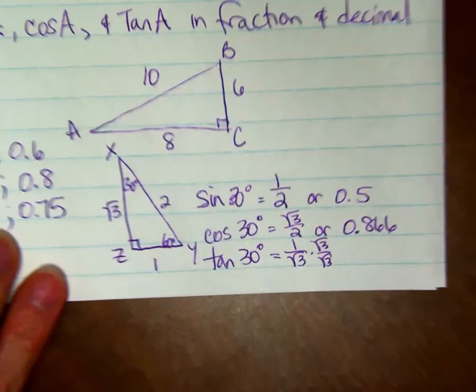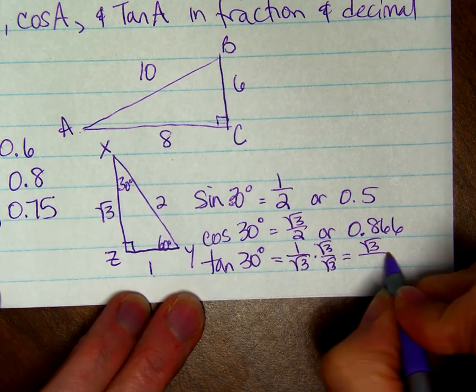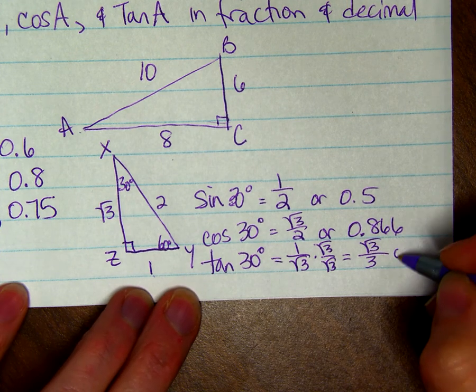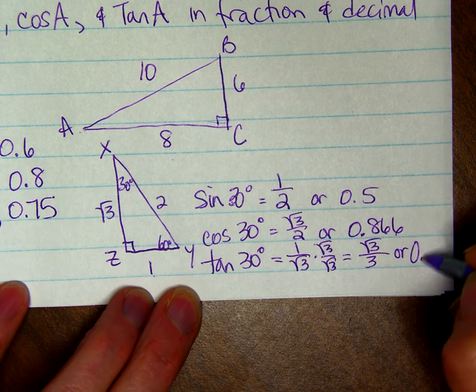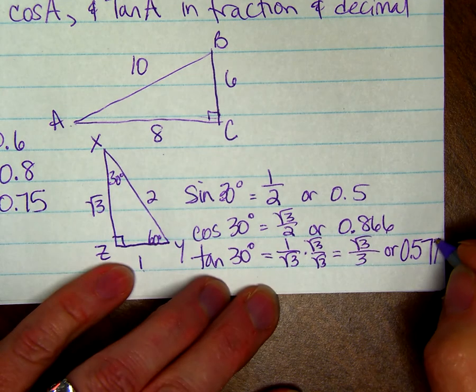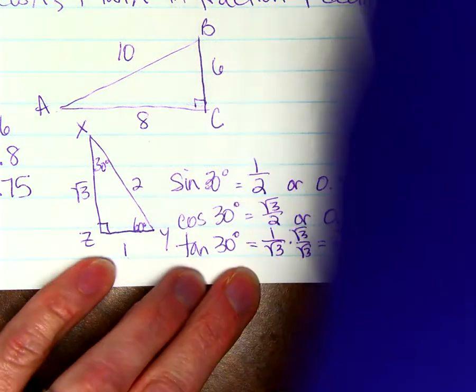I'm going to zoom in here. So we have 1 times root 3 is square root of 3 divided by square root of 3 times square root of 3 is 3. So it's square root of 3 over 3, or 0.577. That's 2 7s. Very hard to see because I ran out of page. I don't like it. I'm going to write below.